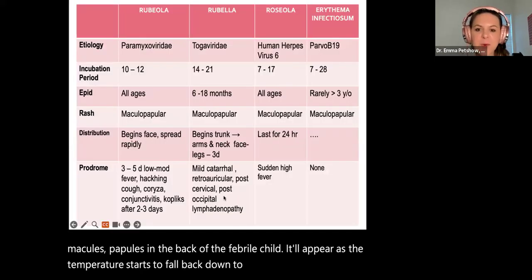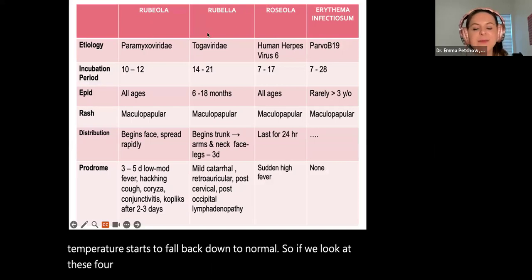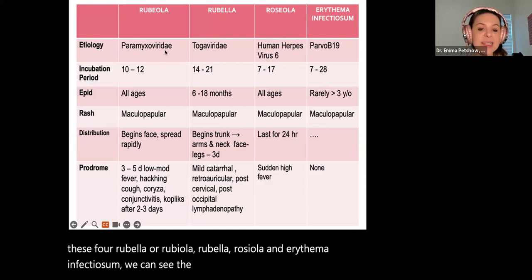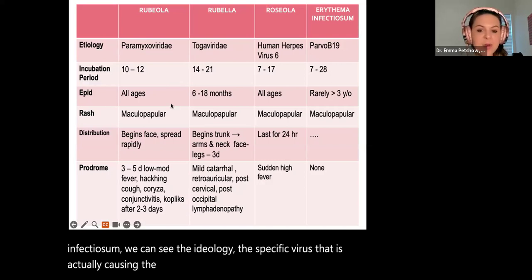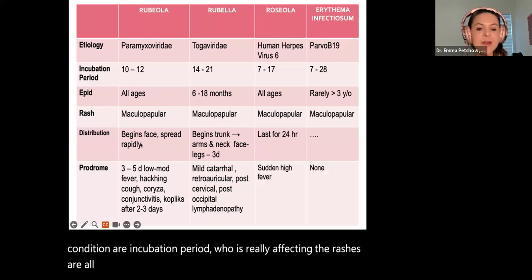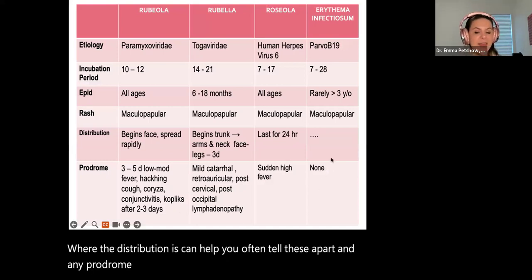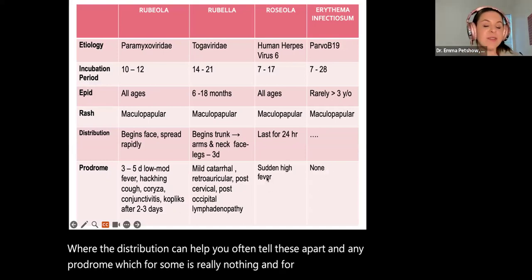So if we look at these four, rubeola, rubella, roseola, and erythema infectiosum, we can see the etiology, the specific virus that is actually causing the condition, our incubation period, who it's really affecting. The rashes are all maculopapular. Where the distribution is can help you often tell these apart, and any prodrome, which for some is really nothing, and for others can be more severe.